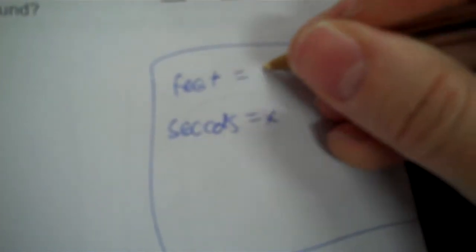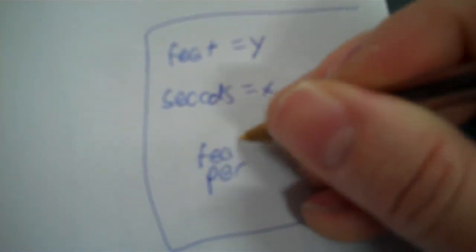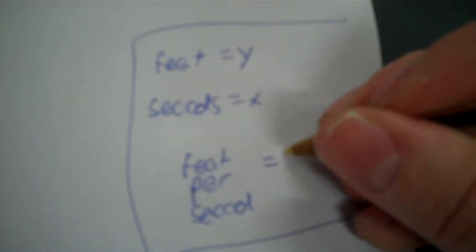Okay, a cat leaps from the ground into the air with an initial velocity of 11 feet per second. After how many seconds does the cat land on the ground? So you have feet and seconds. Seconds is x, feet is y. So feet per second, that would be 11.